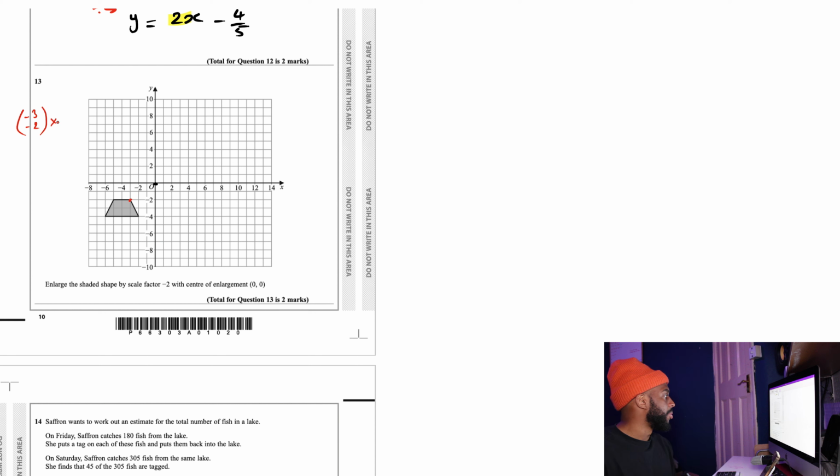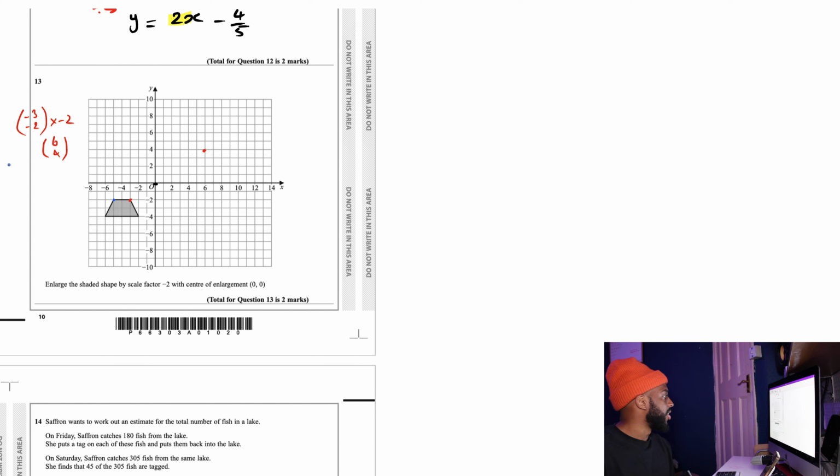Because we're enlarging it by -2, I'm going to have to times those points by -2. And that's going to give me 6 and 4. So now when I draw the new enlarged point, it's going to go 6 to the right and 4 up. So that's the new point. And then we do the same for the other points.